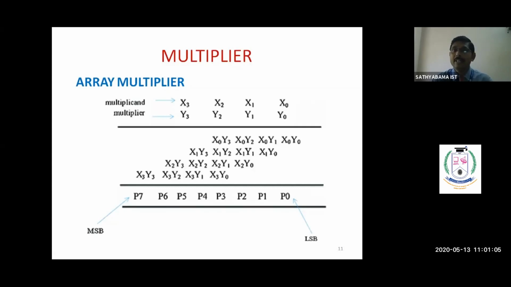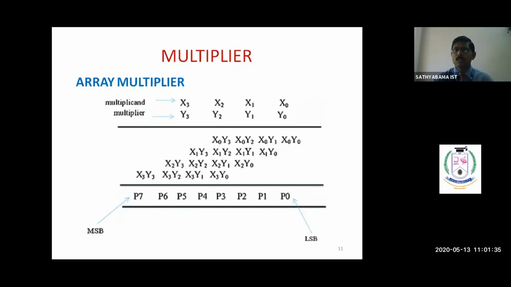So how can we develop the architecture for this array multiplier, or for this functionality? First we make the multiplication. That multiplication can be done through AND gates, and the addition can be done through adders. If we are adding 2 bits, we can use a half adder. If we are adding 3 bits, we have to go for a full adder. Like this, we develop the architecture for the array multiplier.